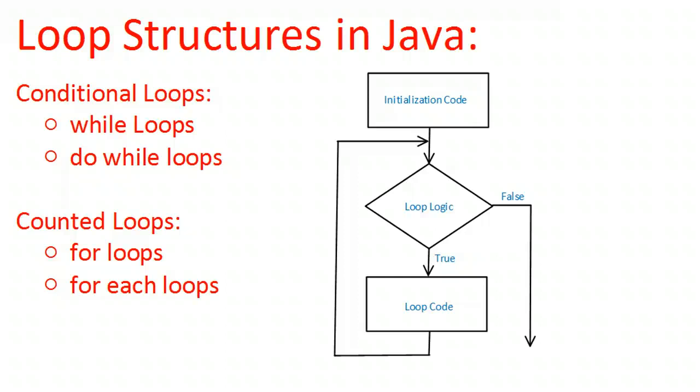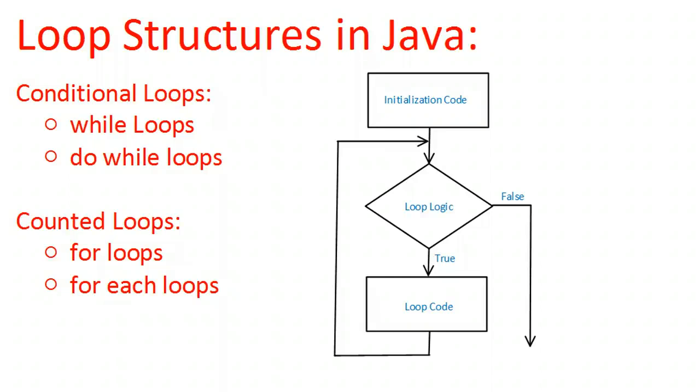The second type of loop classification we can think about is counted loops. Counted loops are particularly useful when we know exactly how many times something needs to happen. And in Java, we're interested in what are called for loops and for each loops. Now, bearing that in mind, when it comes down to it, all loop structures are conditional loop structures because they all have to check a condition to make a decision about what to do.